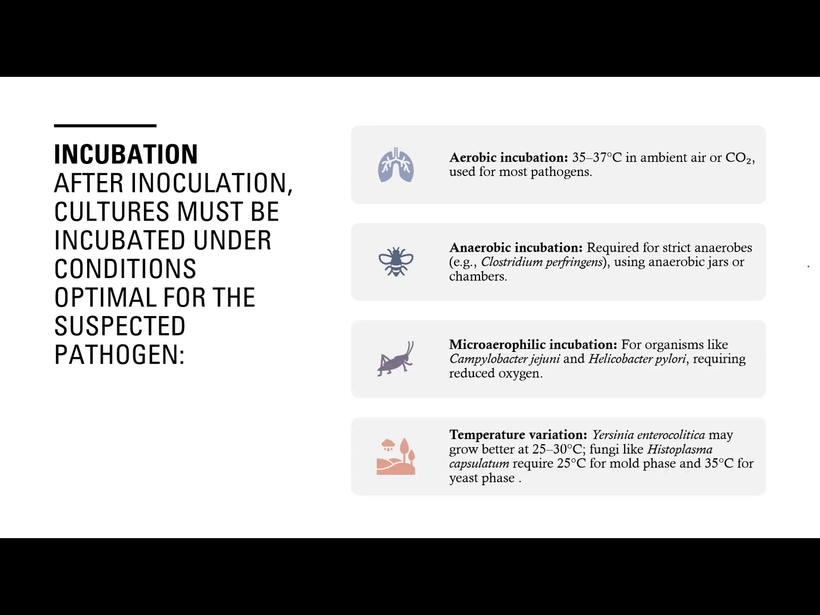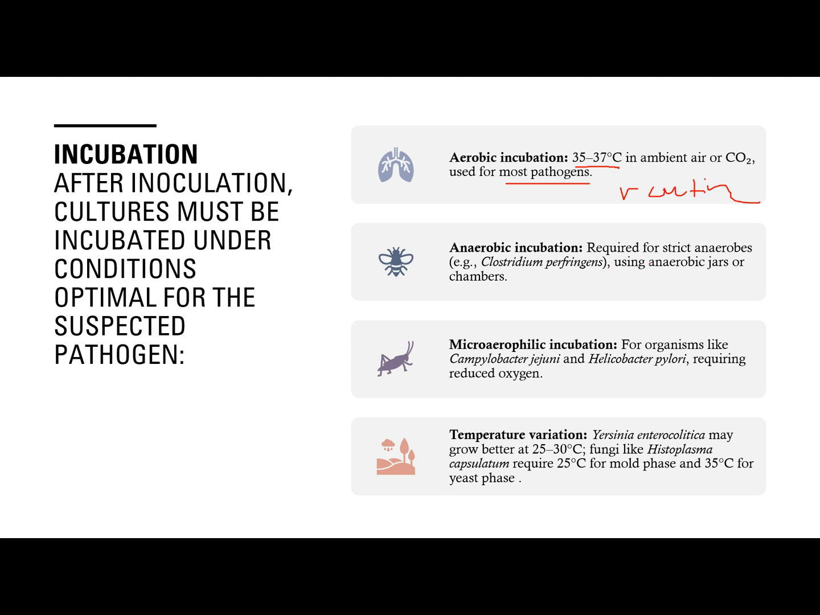Then take note of the incubation, class. So you need to incubate the organism in optimal condition. So there are certain incubation things that you need to take note of, class. For aerobic incubation, it has to be set at 35 to 37 degrees centigrade in ambient air or carbon dioxide, used for most pathogens. So when you incubate bacteria class, the usual routine temperature is 35 to 37.